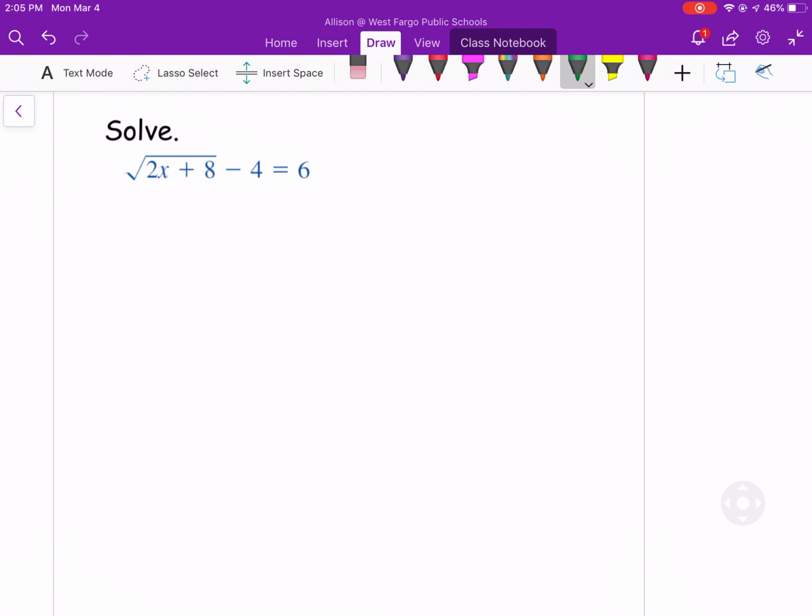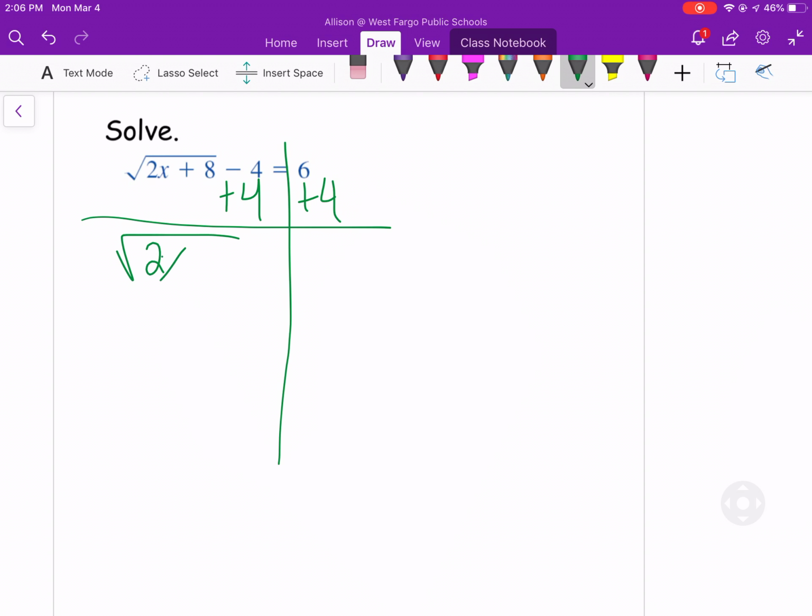Okay, if you have a root here, you want to isolate the root before you square both sides to get rid of the root. So I'm going to get the root by itself. I'm going to start by adding 4 on both sides to get rid of that negative 4. So I'm going to get the square root of 2x plus 8 equals 10.